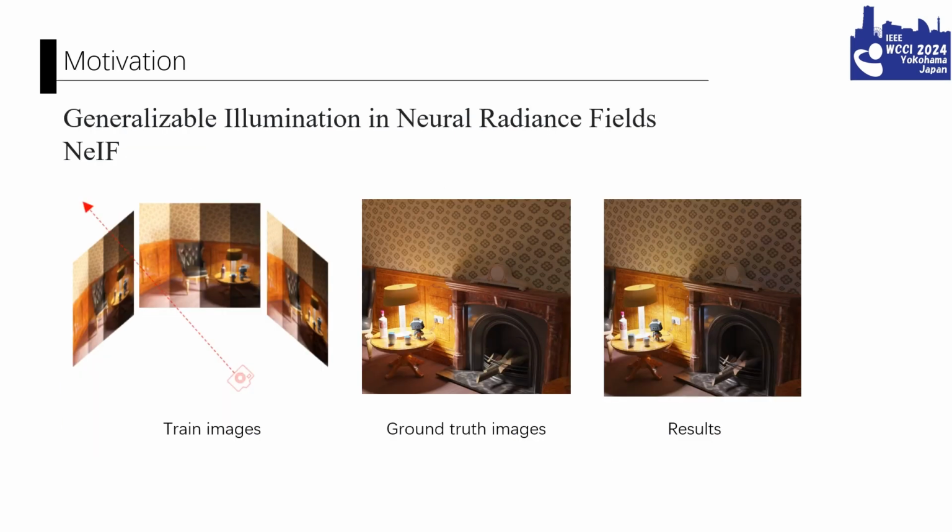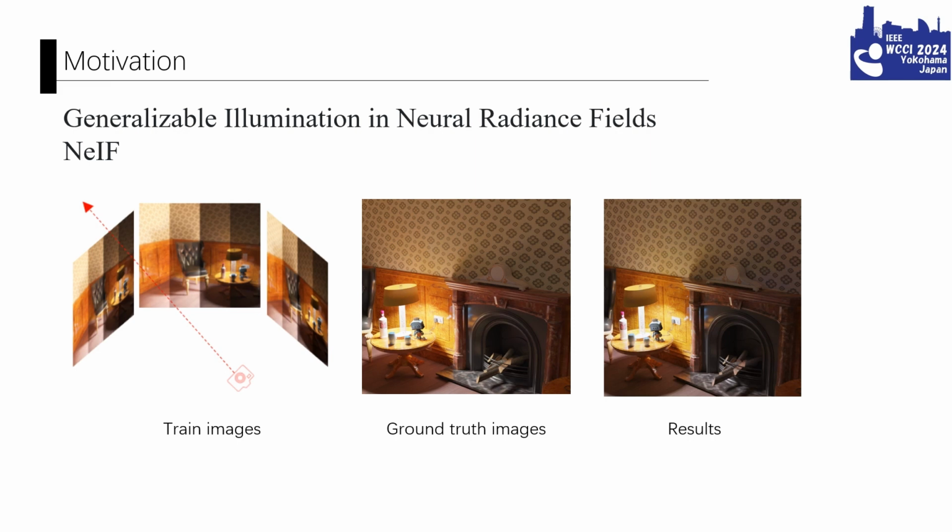Therefore, we proposed generalizable illumination neural radiance fields with implicit feature volume. Our work enables new perspective synthesis for generalized illumination. The model inputs data with lighting conditions different from those during testing during training, and can successfully obtain results that have never been seen before during testing.